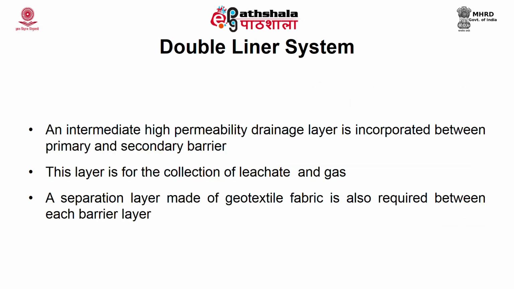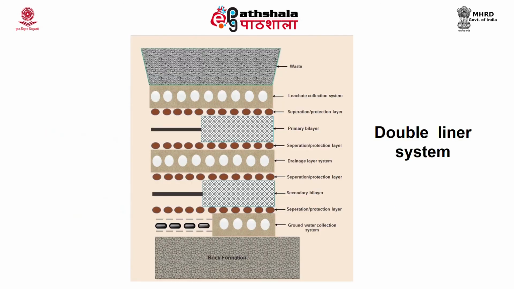So overall if you see, there will be a primary barrier, you will have a secondary barrier, and in between the waste and the protection layer you will have a leachate collection system. Also in between these two barriers you will have an intermediate high permeability drainage layer, okay. This intermediate high permeability drainage layer will be used for the collection of leachate and gas. A separation layer made up of geotextile fabric is also required between each barrier layer. This figure will show you the double liner system.